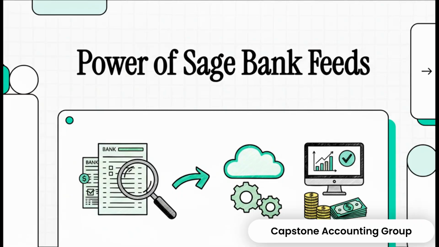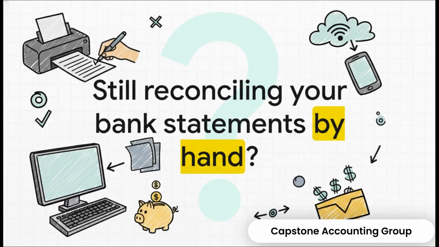All right, let's talk about one of the biggest time savers in Sage 50, bank feeds. If you've ever felt like you're just drowning in a sea of manual bank reconciliation, then you are absolutely in the right place. So I've got to ask, are you still doing it the old way? Printing out bank statements, getting out a pen, physically ticking things off, and then typing it all back into your software? Yeah, it's a grind many of us know way too well.